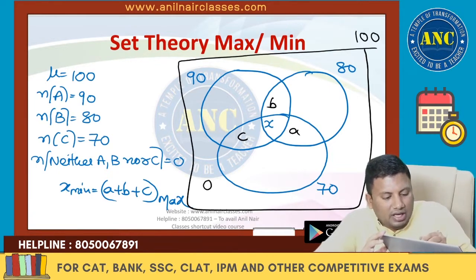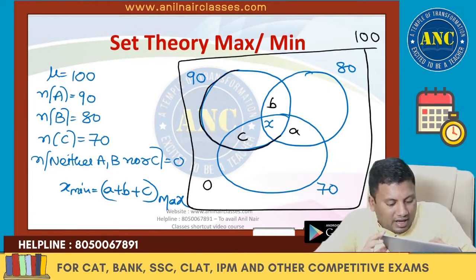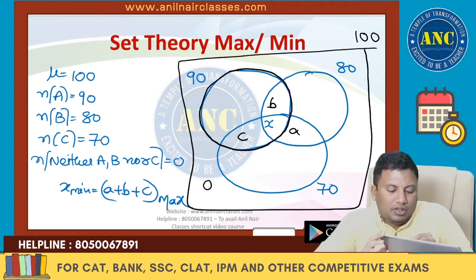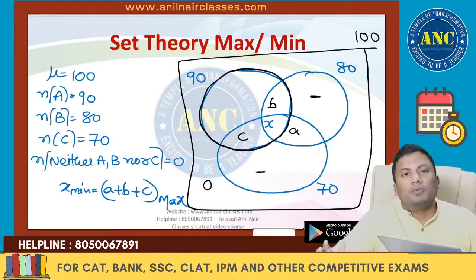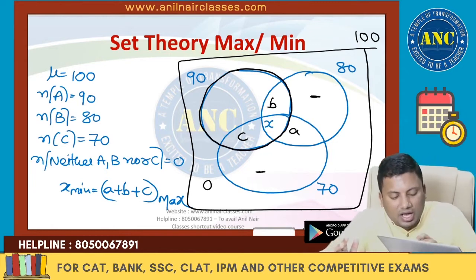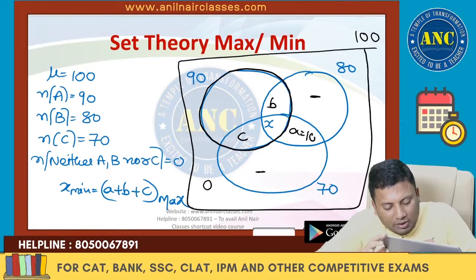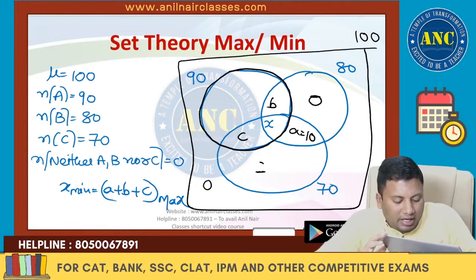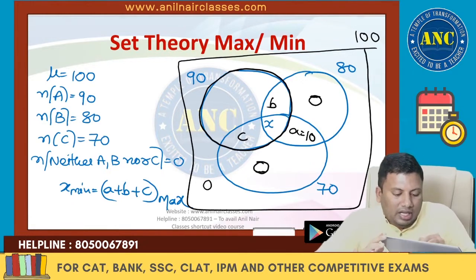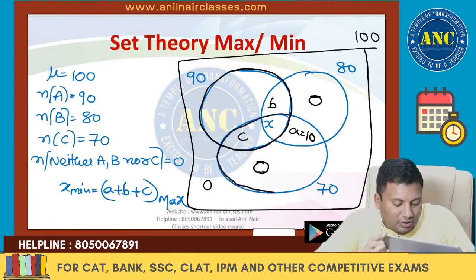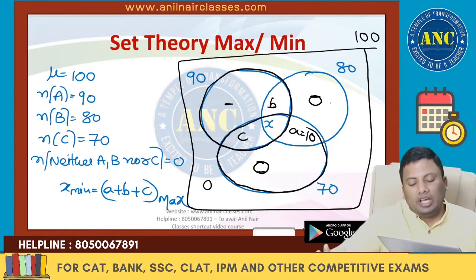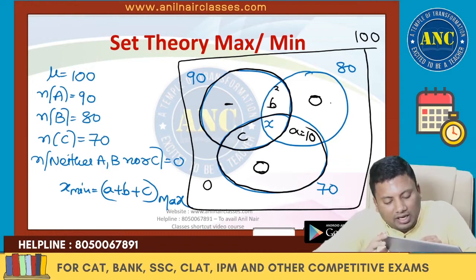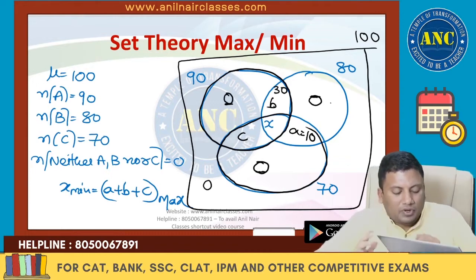That means if this entire circle value is 90, this value plus A value plus this value should give me the remaining 10 because it is 0. I want maximum. Give the entire 10 to A, the remaining keep as 0. If this entire circle value is 70, this value plus B plus 0 should give you 30. Because B is maximum, give it 30. Are you all with me?